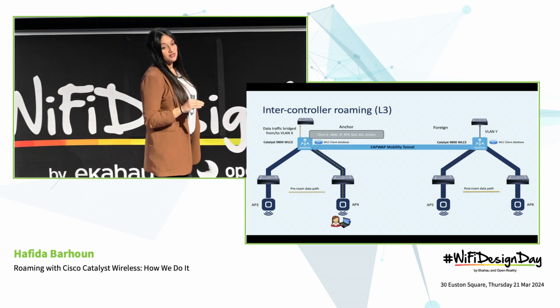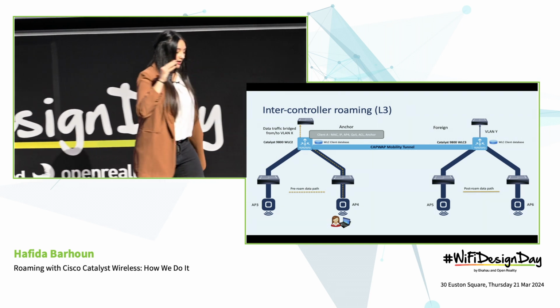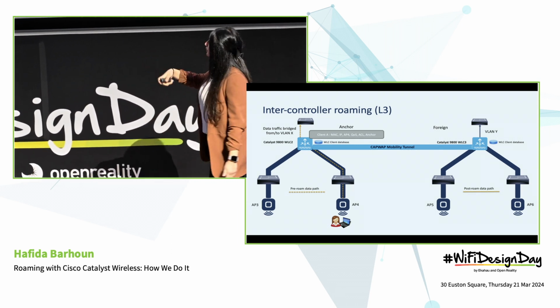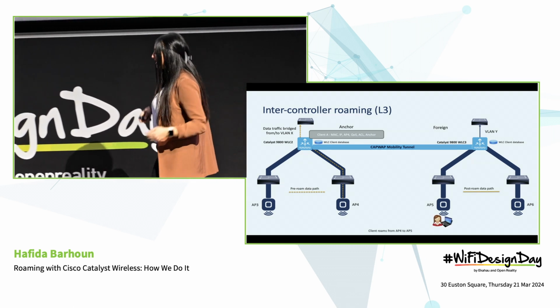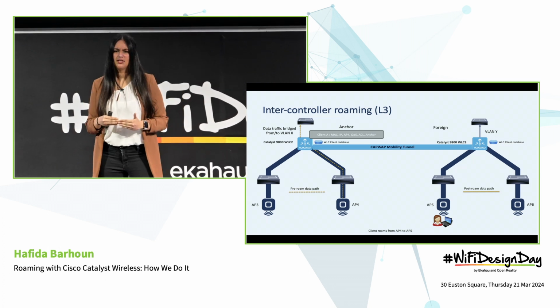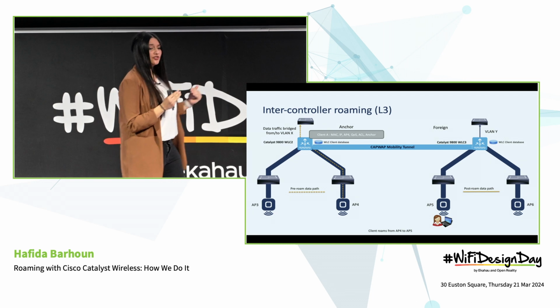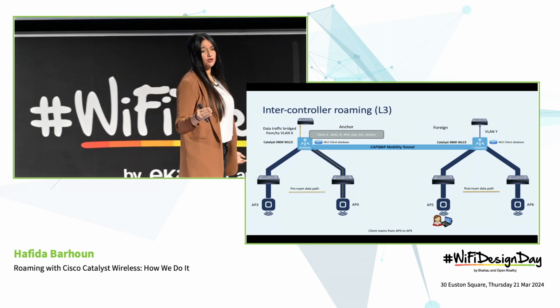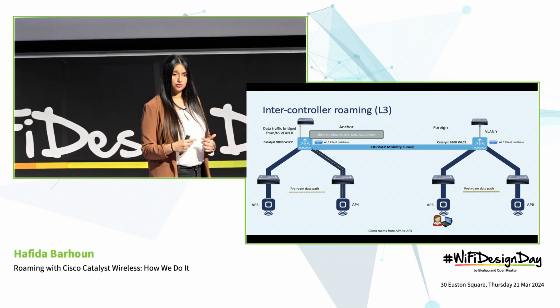Second scenario with inter-controller roaming, the layer 3 inter-controller roaming. In this scenario, Mia moves from AP4 to AP5. She walks a lot. It's a really big campus. And both controllers are still inside the same mobility group, but this time, VLAN IDs are different. They use different VLAN IDs. In this scenario, we differentiate the point of attachment in the network from the point of presence in the network by creating an anchor relationship between both controllers.